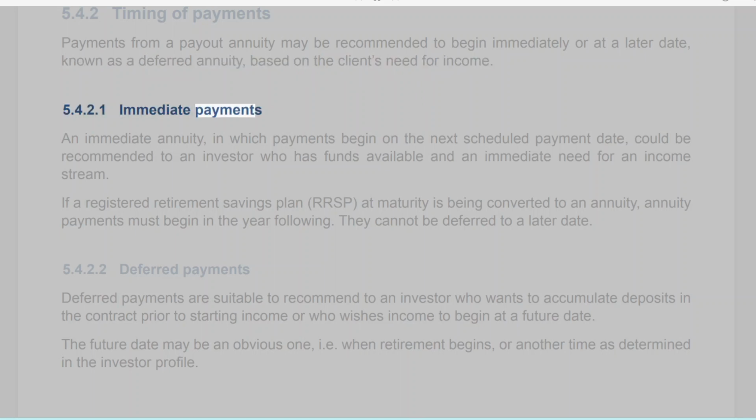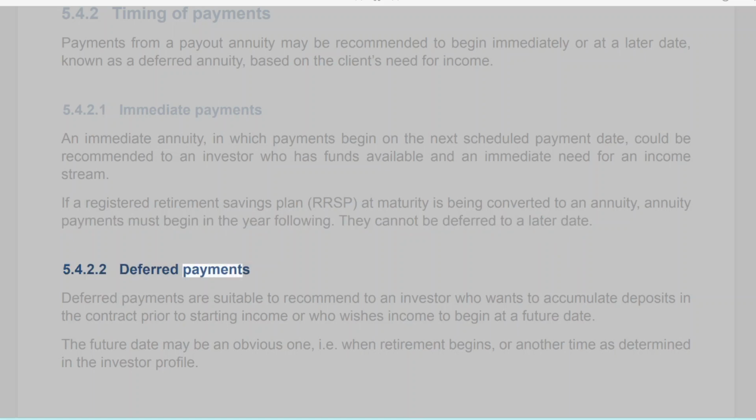5.4.2.1 Immediate payments. An immediate annuity, in which payments begin on the next scheduled payment date, could be recommended to an investor who has funds available and an immediate need for an income stream. If a registered retirement savings plan, RRSP, at maturity is being converted to an annuity, annuity payments must begin in the year following. They cannot be deferred to a later date.